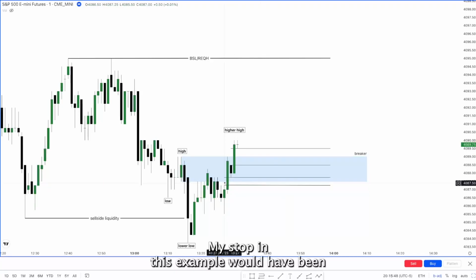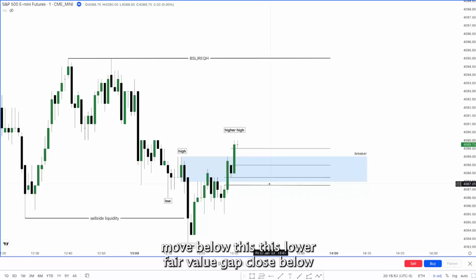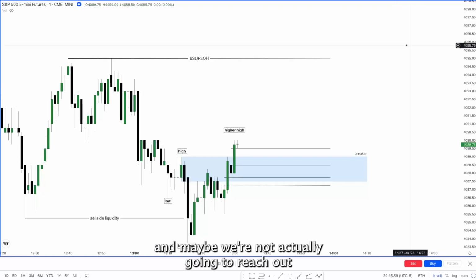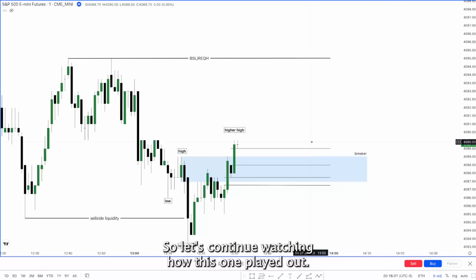My stop in this example would have been if price had come down and really started to move below this lower fair value gap, close below this fair value gap outside of the breaker, that tells me that my price analysis is wrong and maybe we're not actually going to reach up for this 40.95 level on the chart. So let's continue watching how this one played out.